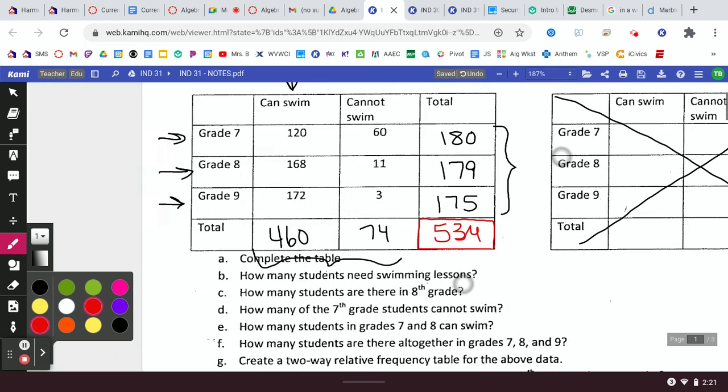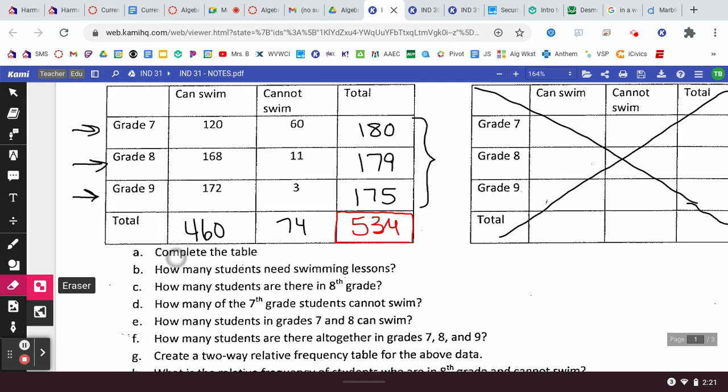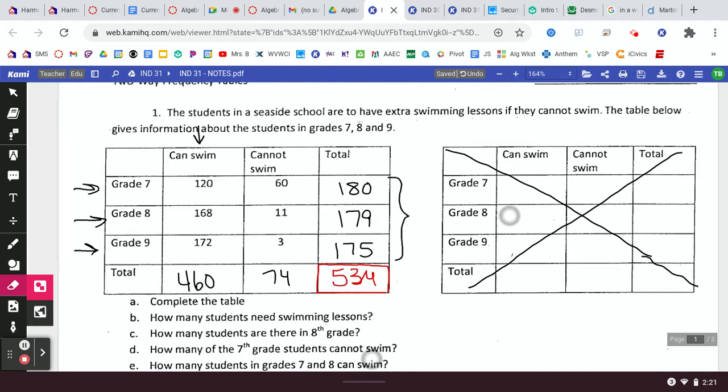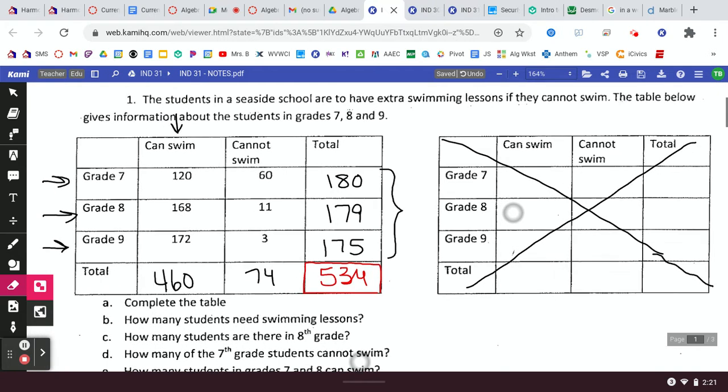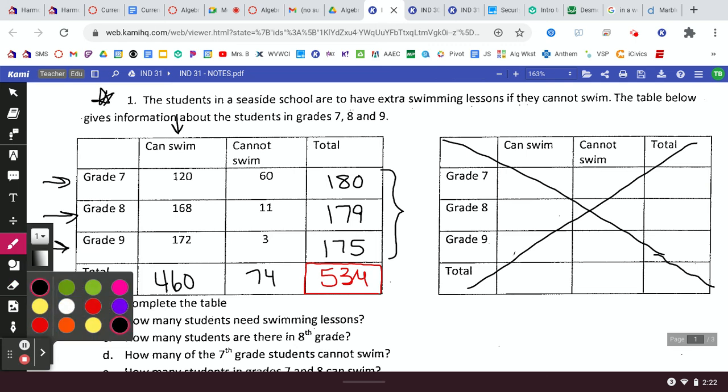So when you look at the instructions here, A says to complete the table, and that's what we just did. Complete the table means fill in any of the boxes that are empty, and we've done that by totaling everything. So then it asks, how many students need swimming lessons? First of all, you've got to read everything, and I skipped ahead myself and shouldn't have. You need to always read the little blurb at the top, because the blurb at the top usually gives you some information about the story that's being told by this data table.